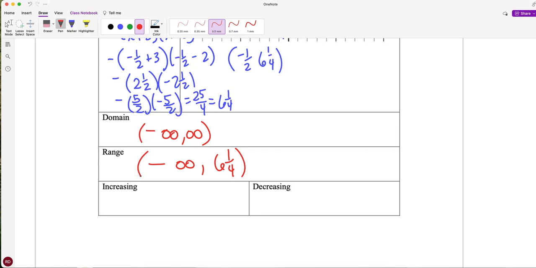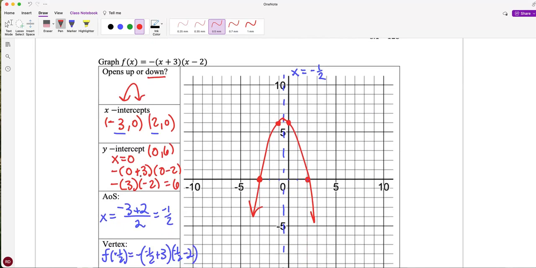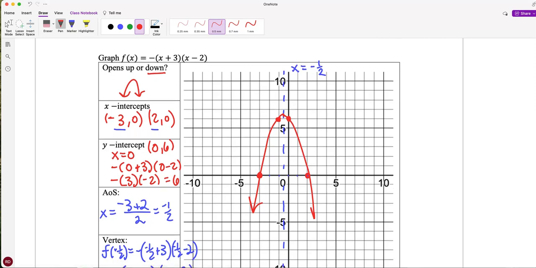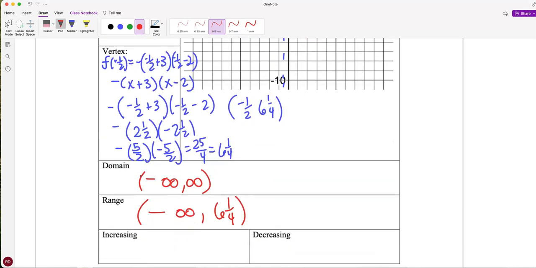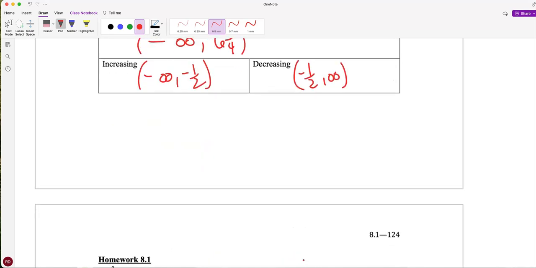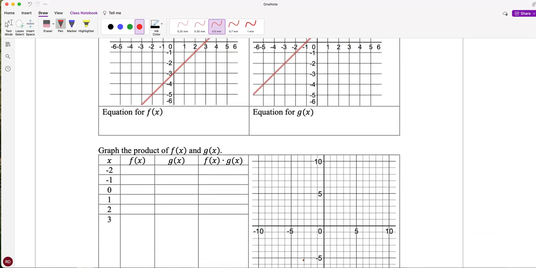Increase, decrease. I always just like to look left to right. Left to right, it starts increasing. So it increases from -infinity over to -1/2. So -infinity to -1/2. Once I get there, it starts decreasing from -1/2 to infinity. And that leads us up into the homework for this section. Okay?